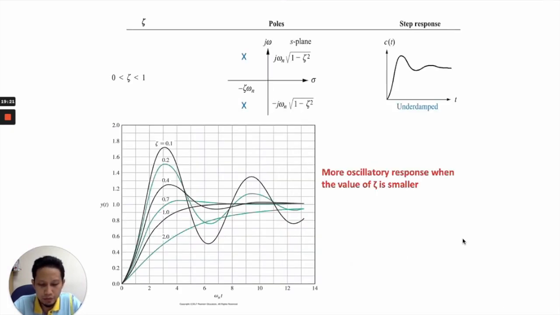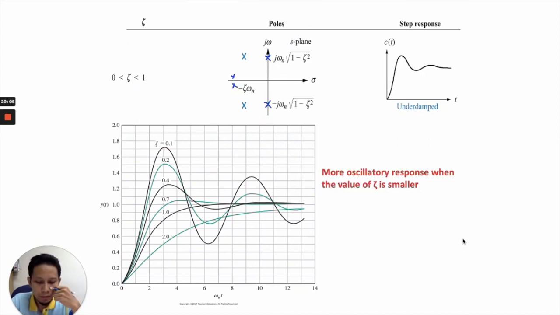This is what we have for the underdamped system. We can see the variation of response depending on the value of zeta. Remember, the closer the pole is to the j omega axis, the value of zeta is close to 0. And if the pole is located near the real axis over here, the value is close to 1.